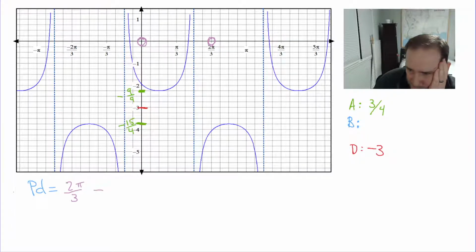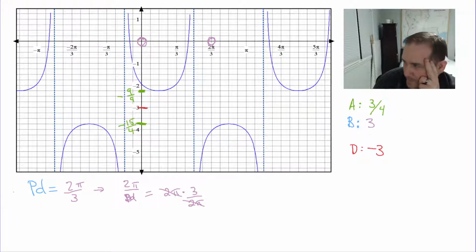And I think it is obvious, hopefully, that means our B value is going to be 3. But we can do the math. Our B value is going to be 2 pi divided by the period. That means 2 pi times 3 over 2 pi. The 2 pi's instantly cancel out. So we've got a B value of 3. And again, we said the C values will vary based on which function we choose to model.